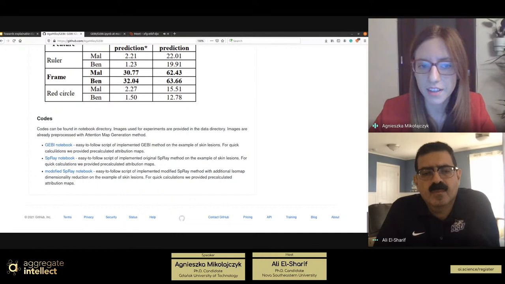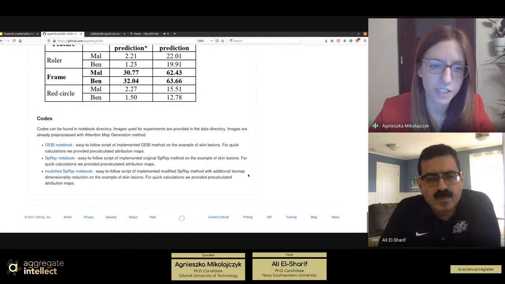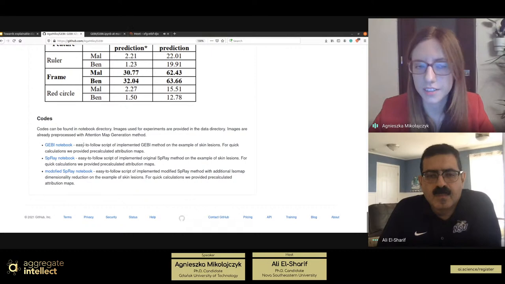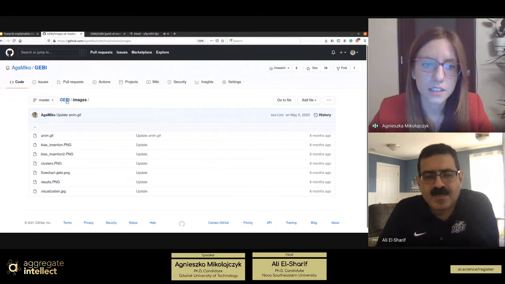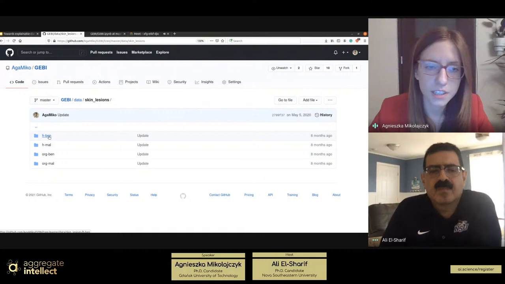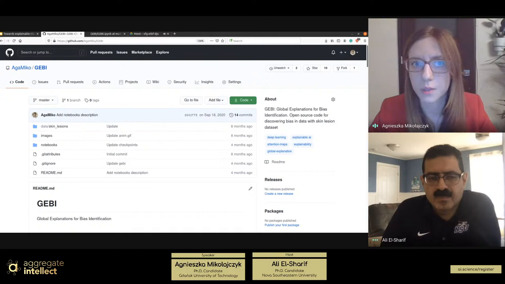Here we have SpRAy, the original SpRAy. Here we have SpRAy with additional Isomap dimensionality reduction. And here you have GEBI, concatenating heat maps with images. But also, what's important, we added to our repository images of all skin lesions. So here you have benign heat maps and also malignant heat maps, so you don't have to run any LRP method on your own. You can test our algorithm on the example of skin lesions just using this repository.